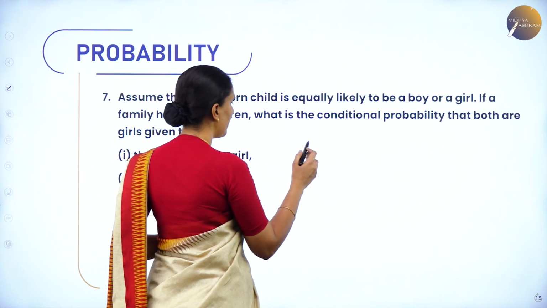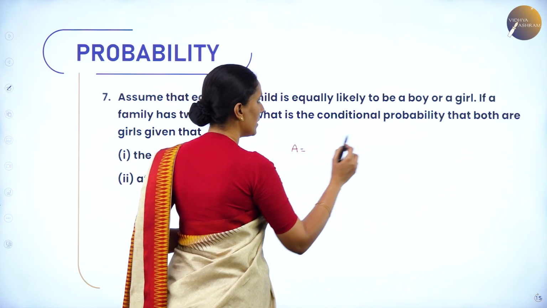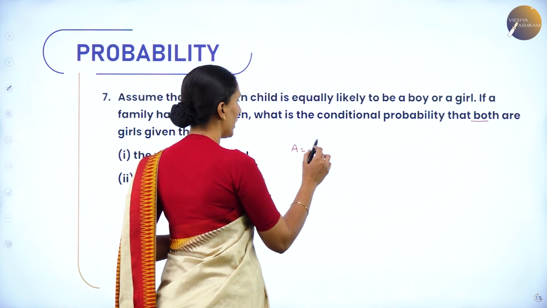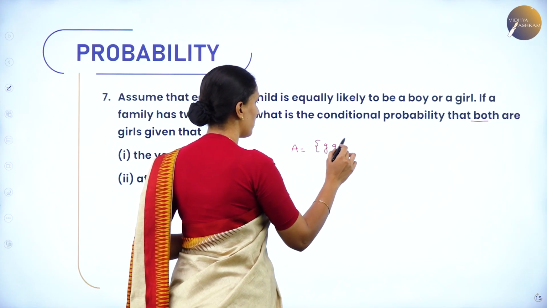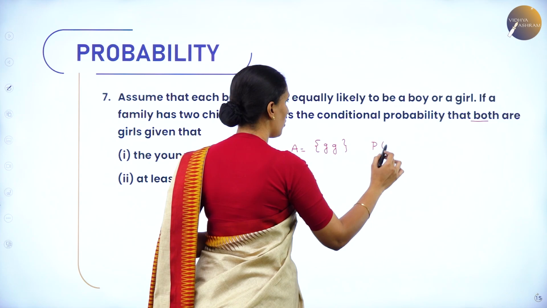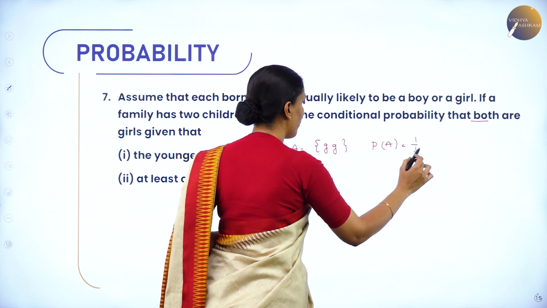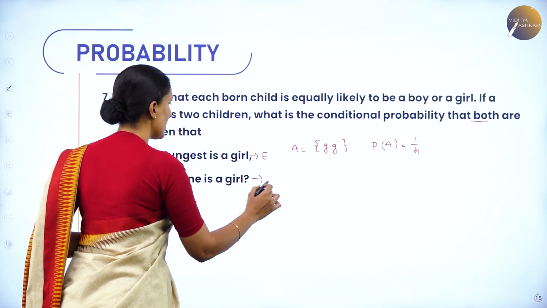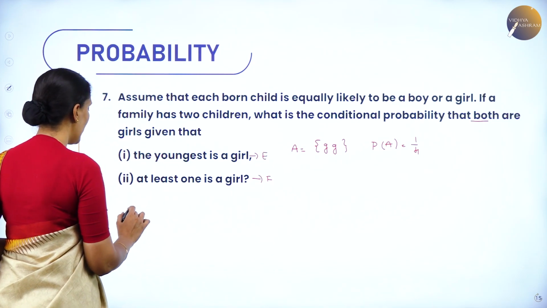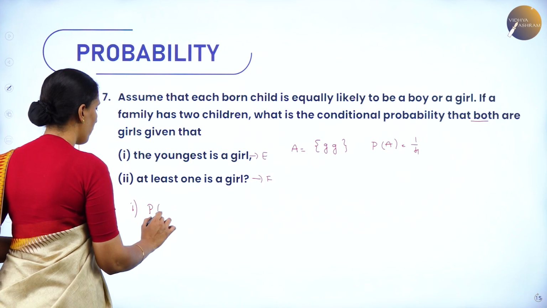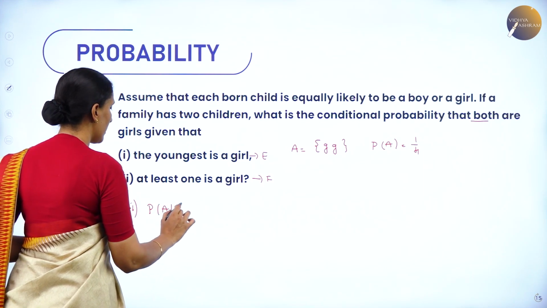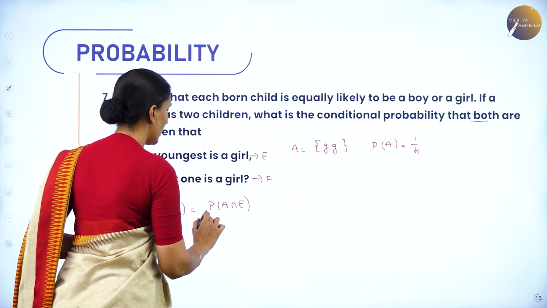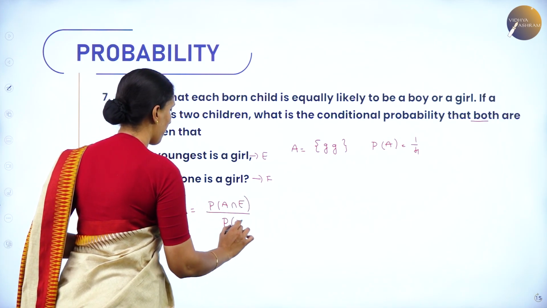So now here, let me calculate A so that both are girls. So therefore, it is G, G. Now here, probability of A is 1 by 4. Now let me denote this event as E and this event as F. First, let me calculate probability of A over E. It should be probability of A intersection E divided by P of E.